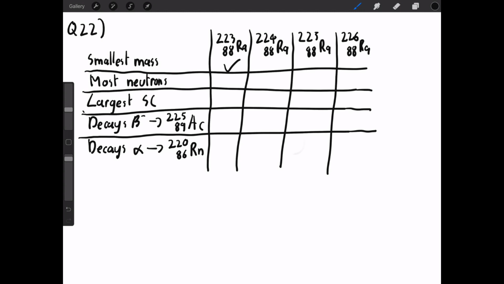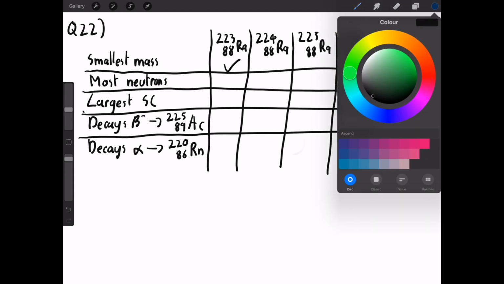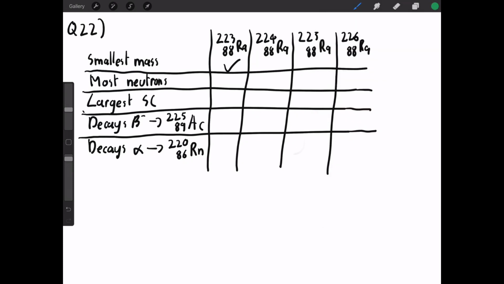Right, so next one, the one with the most neutrons. I'll do a different colour for this. It is going to be this one, because it's got the biggest mass number. Remember, it's all just isotopes, so the proton number's the same, so that's definitely going to be over there.